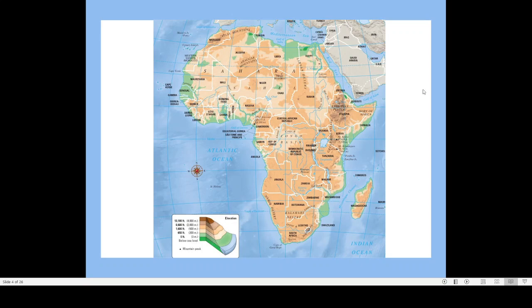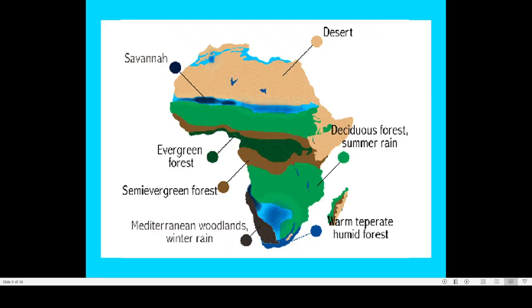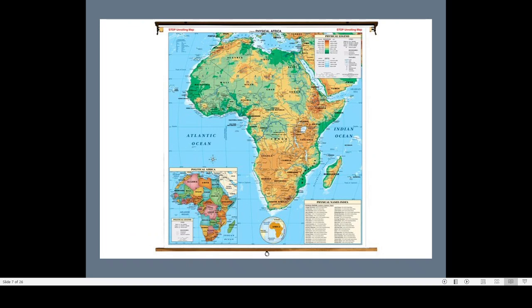The eastern side of Africa has very tall mountains. Do you know which is the highest peak in Africa? There is a song based on that peak. It is just like Mount Everest, and it is also known by a name. There is, I think, a Tamil film. Yeah, Mount Kilimanjaro. Mount Kilimanjaro is the highest peak in Africa, and it is located in this region.